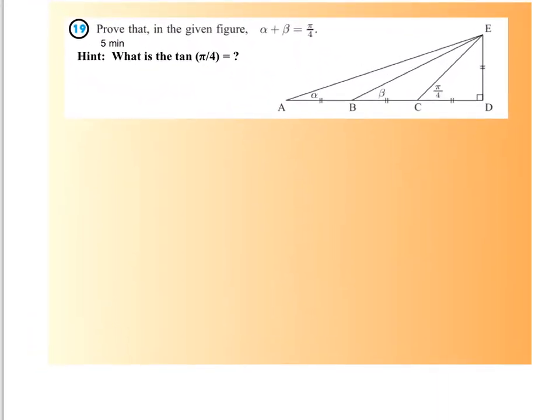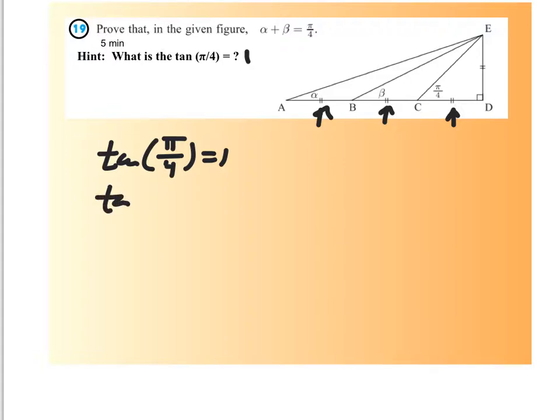Okay, here's a really interesting one. These problems are kind of all over the place, but we'll just roll with it, okay? Let's see here. Tangent. We want to show that a plus b equals pi over 4. Hint, what is the tangent of pi over 4? It's 1. Okay, so notice the markings here. Each of these lengths, these segments, are equal. So let's just write a couple things out. The tangent of pi over 4 will equal 1.